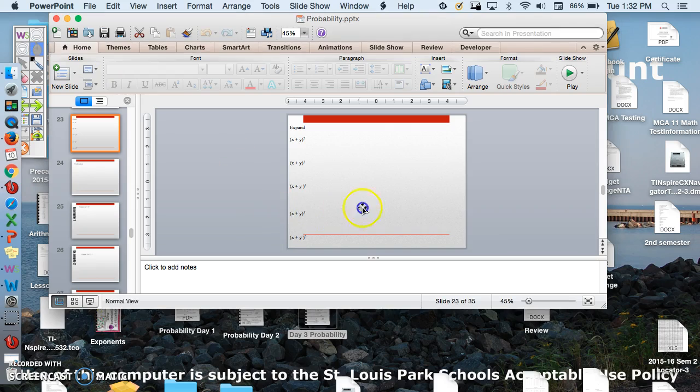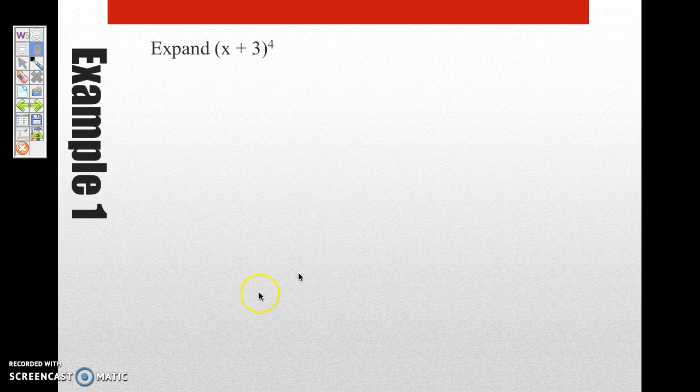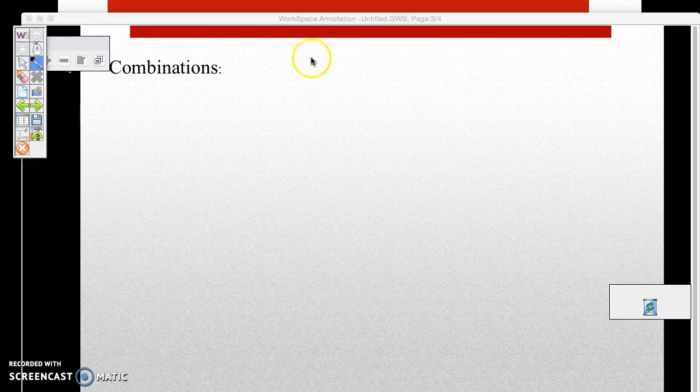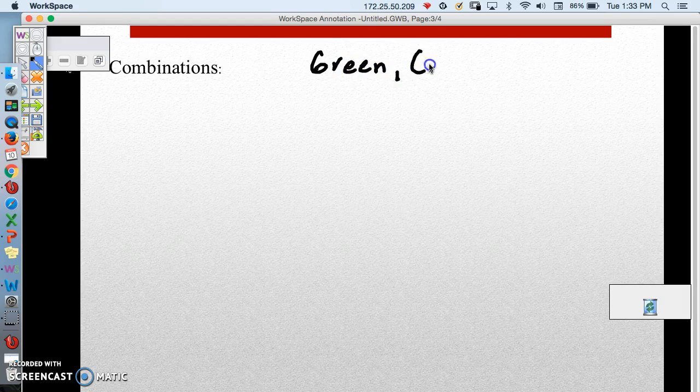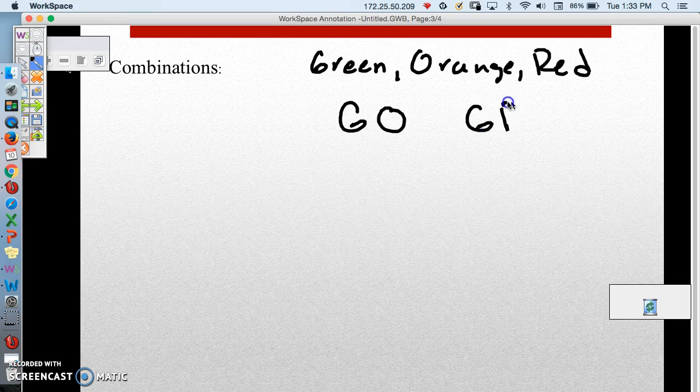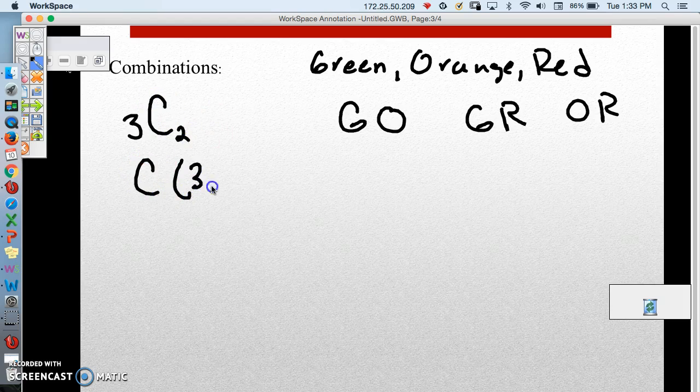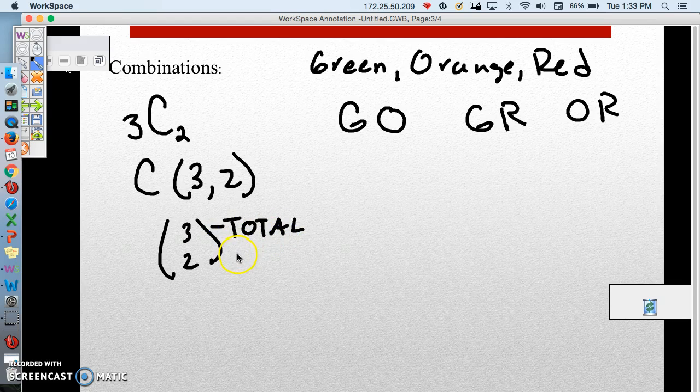Now another place where you will see these Pascal triangle patterns is with combinations. What a combination is: let's say we had 3 colors, green, orange, and red. How could you just pick 2 of these colors? Well, we could pick green and orange, green and red, or orange and red. So a combination that sometimes you'll see as 3C2, sometimes as C(3,2), or sometimes you even see it as 3 over 2. That's the number of ways, where this is our total number of objects, and this is the number of items we pick.